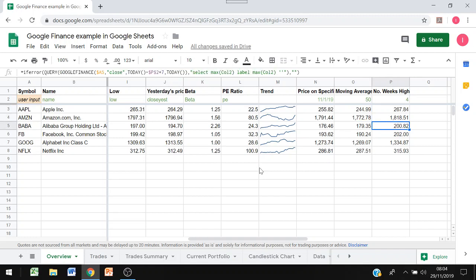The high, there is a command just high 52 that'll get you the 52 week high, but if you want to program Google Finance, you can do a high around any number of weeks or any number of days that you like, and that's what this is doing here.